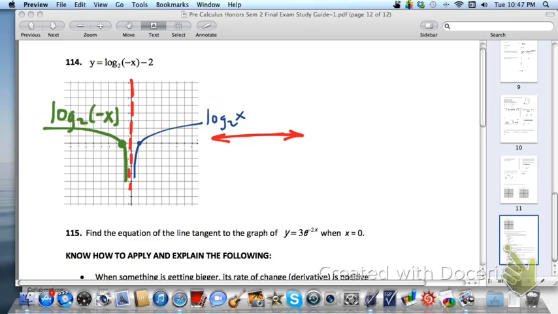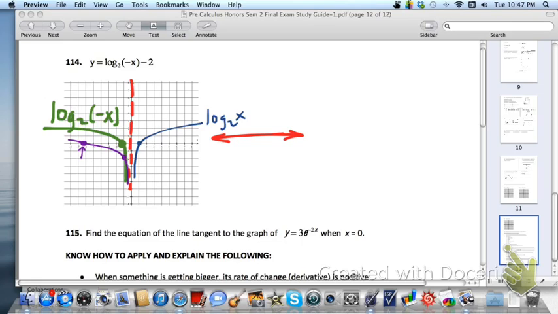I need a different color here. Let's see, what should we use? Let's use purple. So when we drop that key point down 2 units, the key point drops down, the asymptote doesn't move, and so we're not going to get any y-intercept, but we will get an x-intercept. It's probably going to be out there left of what I said, but nevertheless, it's somewhere out here.